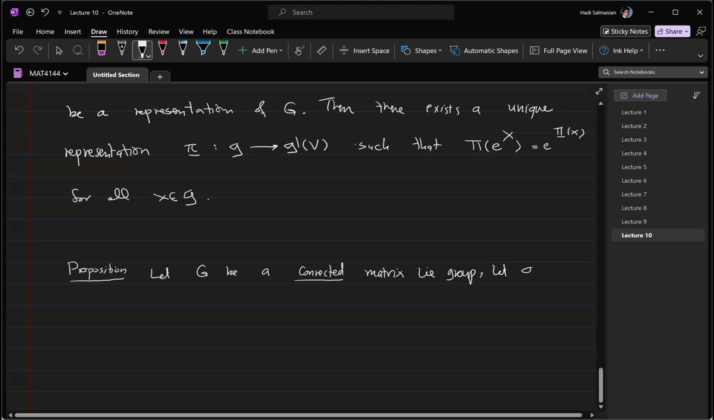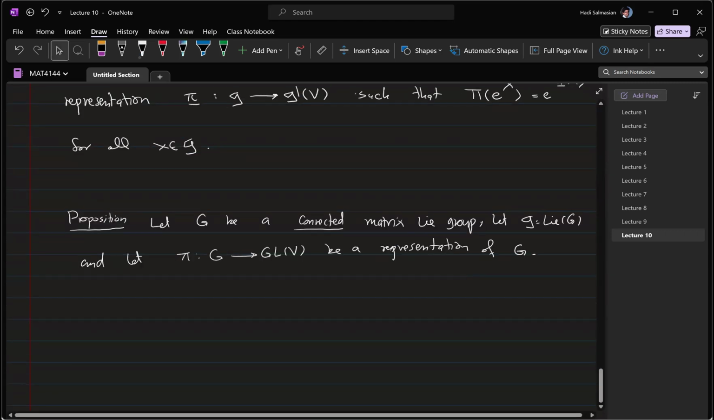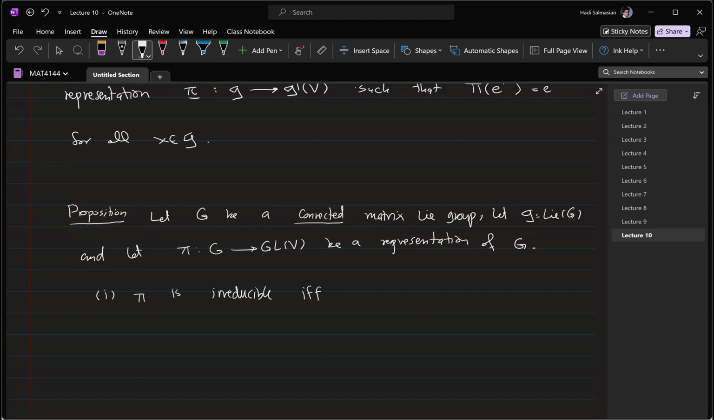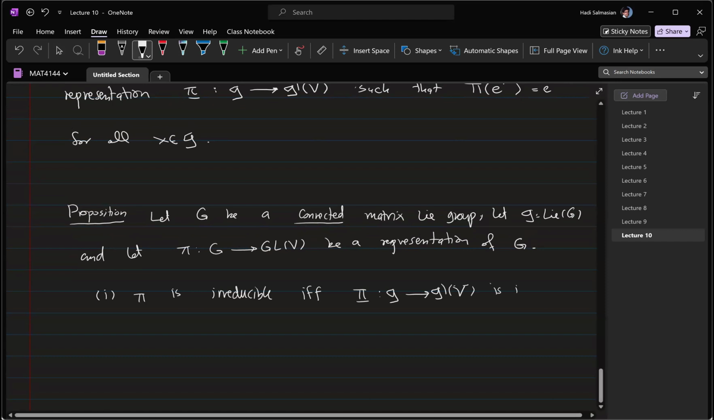So let 𝔤 be the Lie algebra of capital G, and also let π from G to GL(V) be a representation of G. So the first claim is that π is irreducible if and only if π underline going from 𝔤 to GL(V) is irreducible.